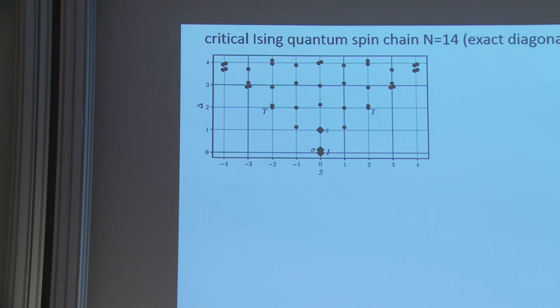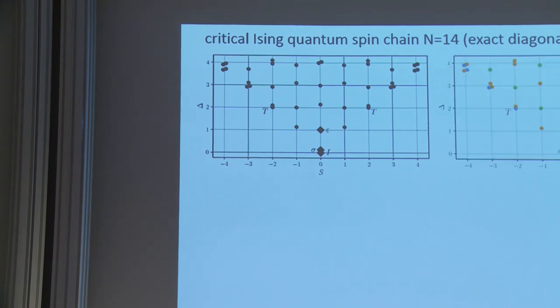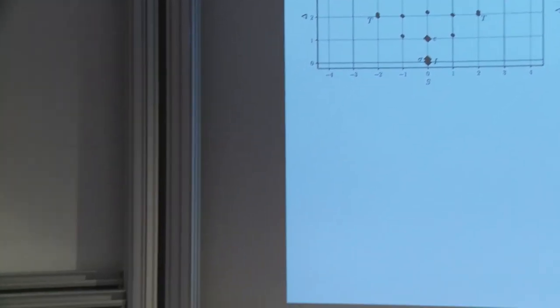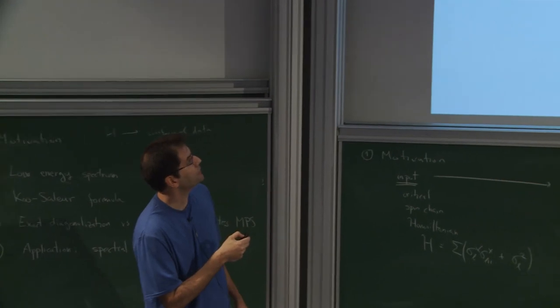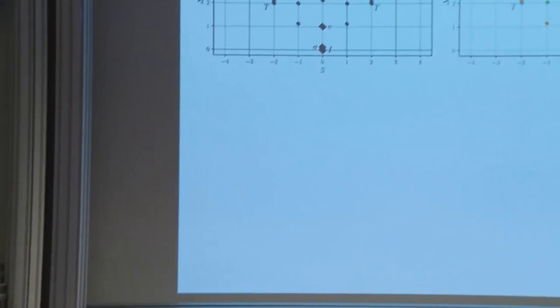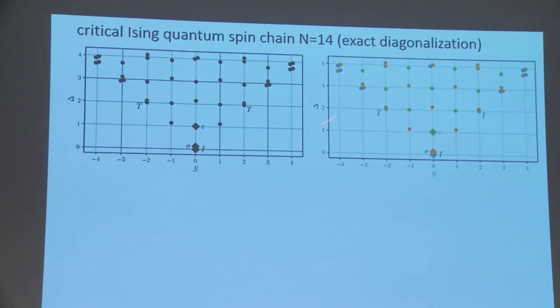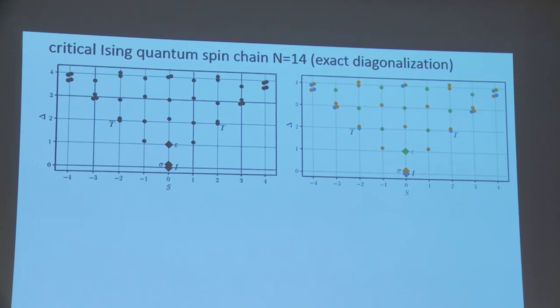Was that a question? Yeah. How do you distinguish primaries? Good. I will answer that. So the two questions are: first, how do we manage to paint, to color all these dots? How do we go from here to here? How do we understand who belongs to the same conformal tower?